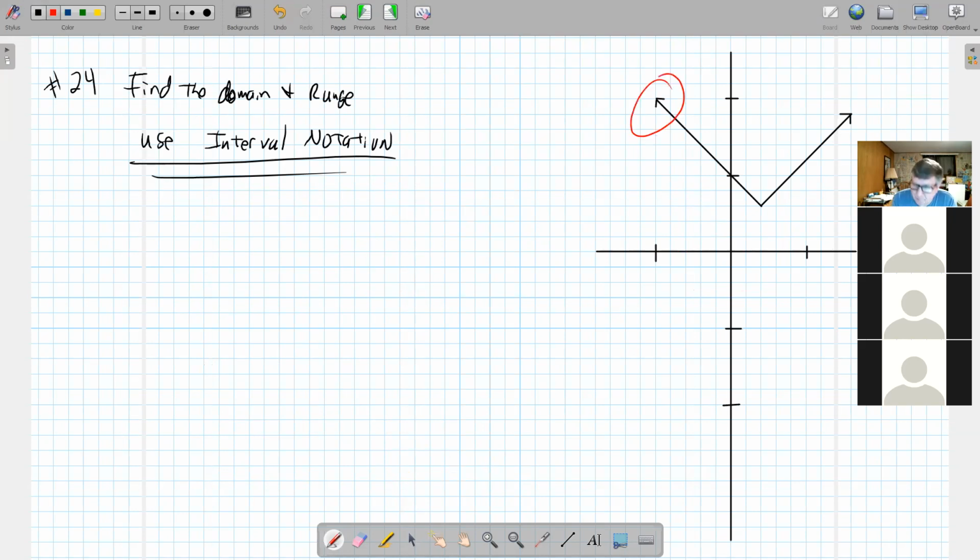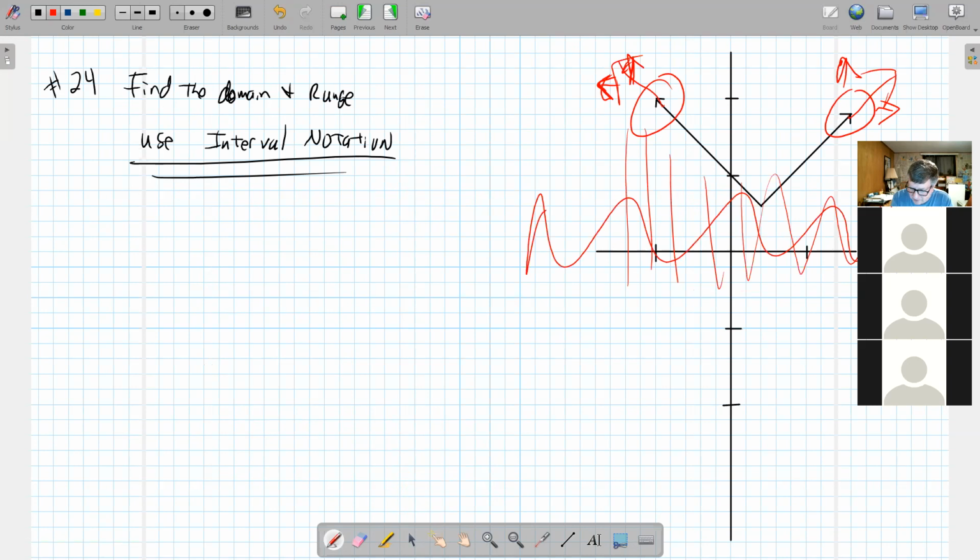What does that arrow imply? Well, it implies that this thing keeps going up and it keeps going over, right? What does this arrow imply? It keeps going up and it keeps going over. So this thing extends on and extends on. So if the domain is all of the x values, what x values would be included on this graph?